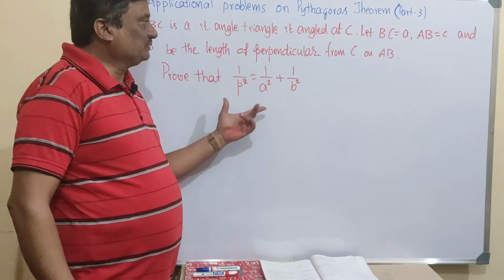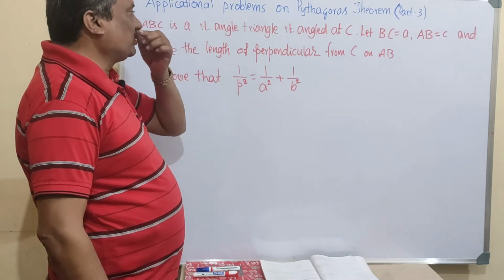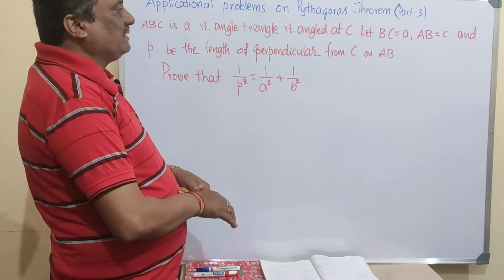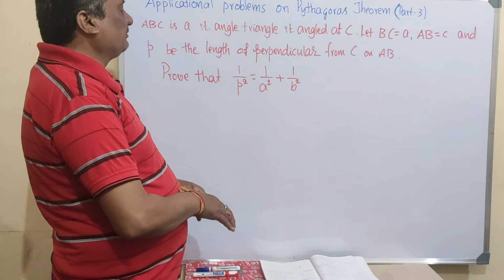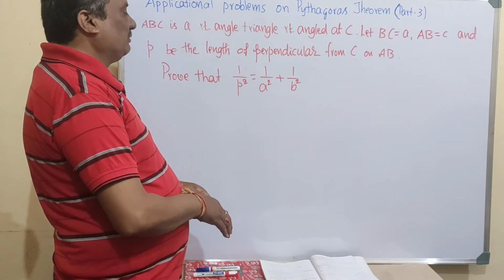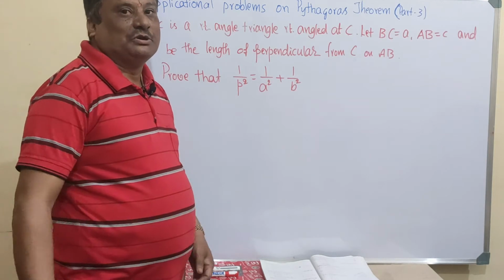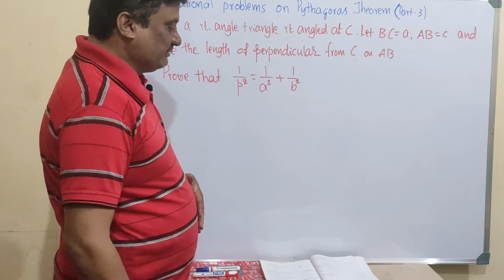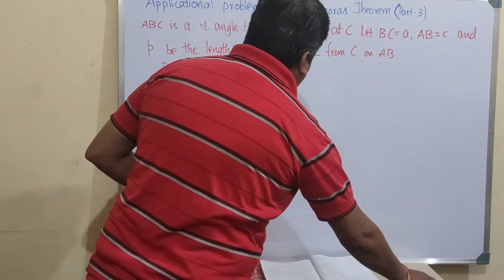b square. So once again, ABC is a right angled triangle, right angled at C. BC is equal to a, AB is equal to c, and p be the length of the perpendicular from C on AB. Then we want to prove that 1 by p square is equal to 1 by a square plus 1 by b square. Let's see how we are going to prove this one.